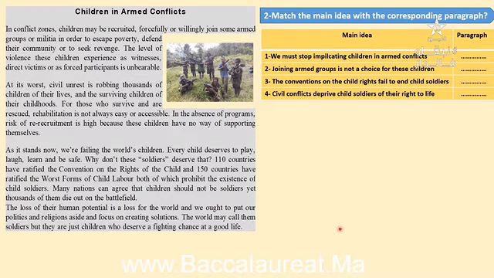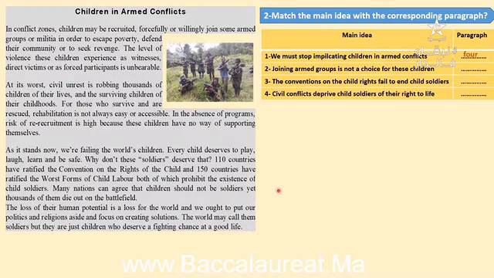Have you finished? Let's have the correction, please. We must stop implicating children in armed conflicts. What paragraph is that? Very good. Paragraph number 4. The loss of their human potential is a loss for the world, and we ought to put our politics and religion aside and focus on creating solutions.